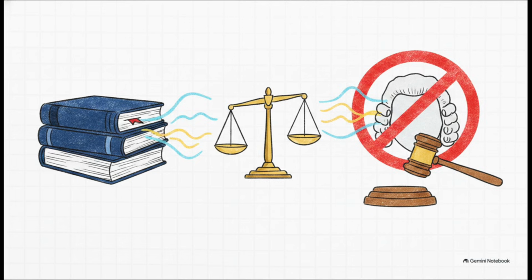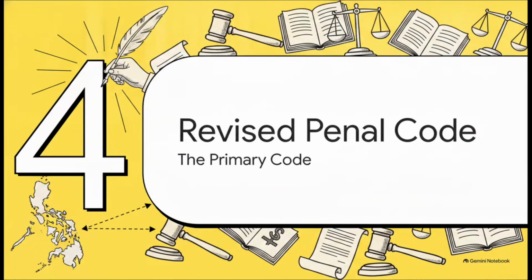Here, court decisions just explain and apply the law, they don't invent it. If an act isn't punished by the Revised Penal Code or a special penal law, it's simply not a crime, period. Let's dive deeper into that. Section 4, the Revised Penal Code, the primary code.